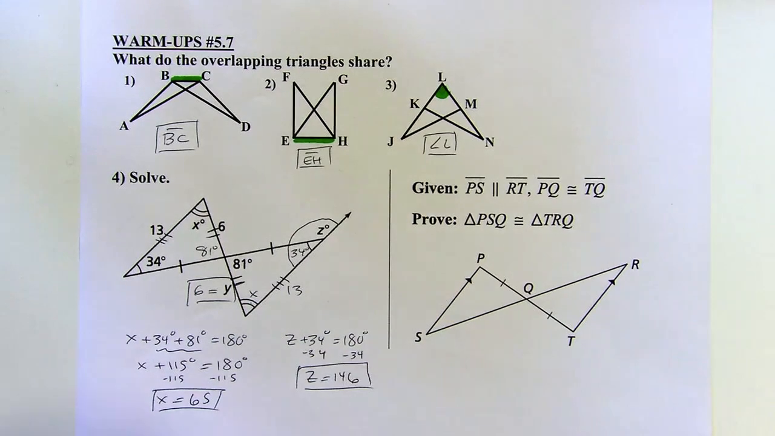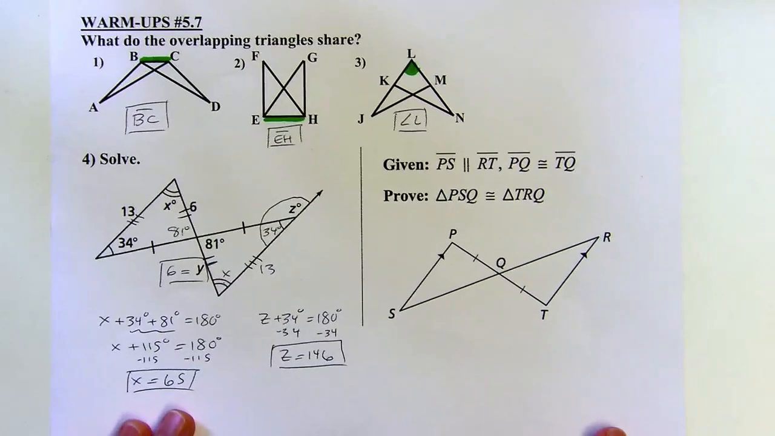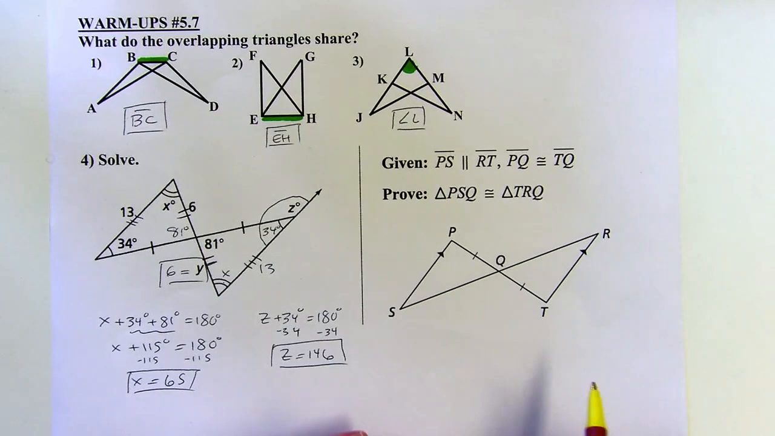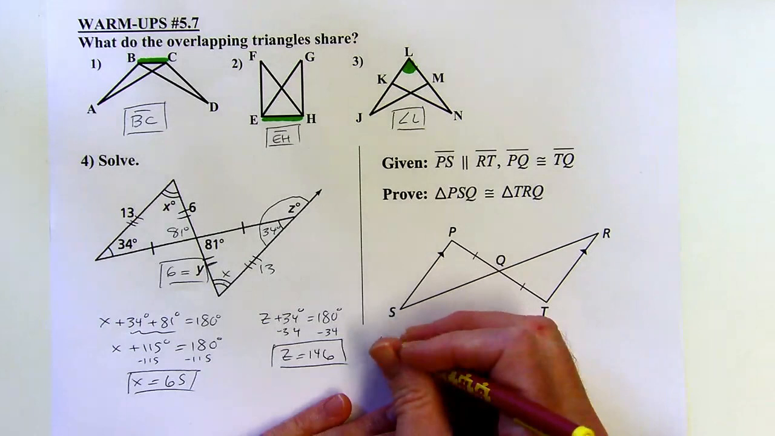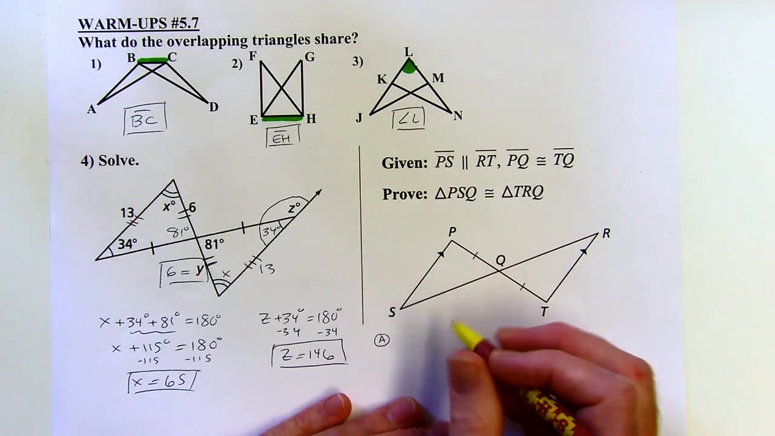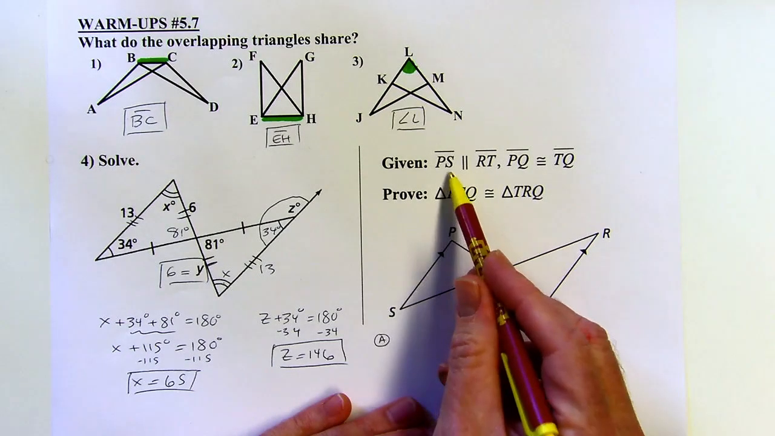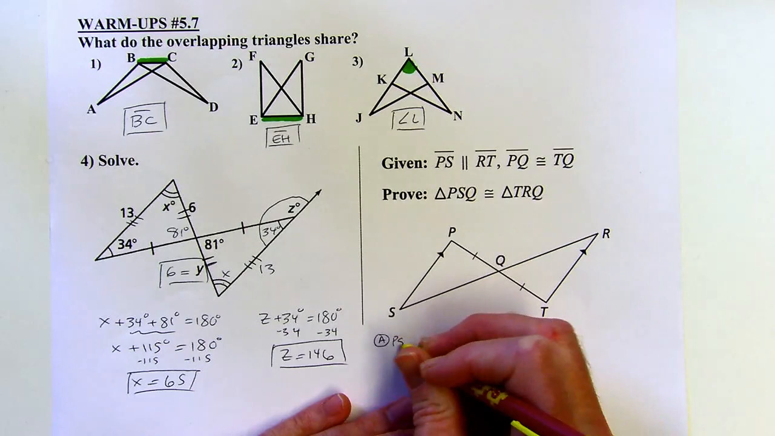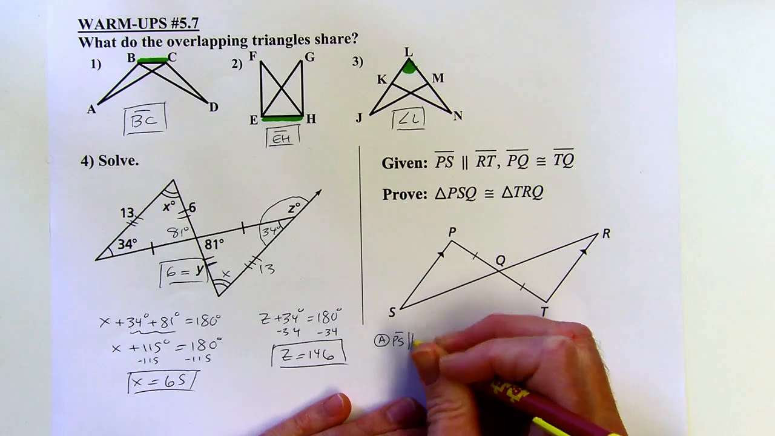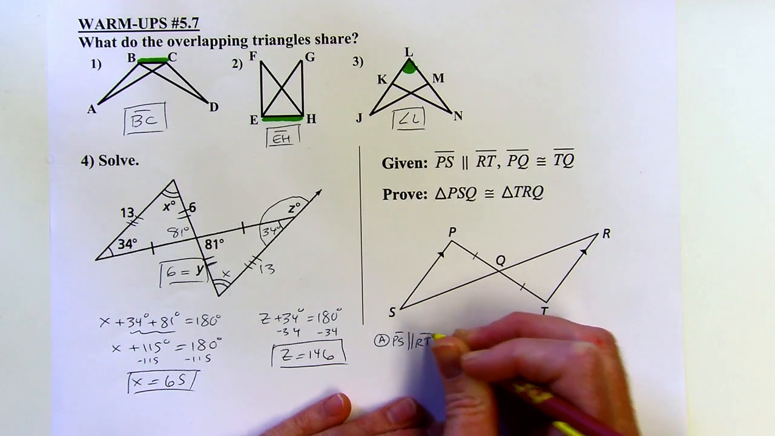Okay. All right, last but not least, we're going to do a two-column proof here. Okay, so my first statement is going to be just the given info. So I'm not even really looking at the proof yet, but I'm just copying the info that is given.